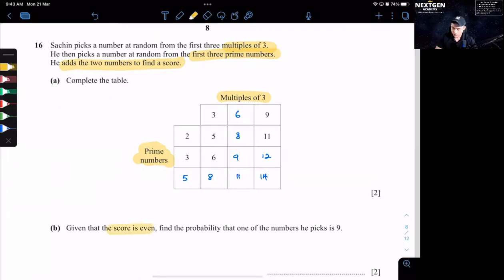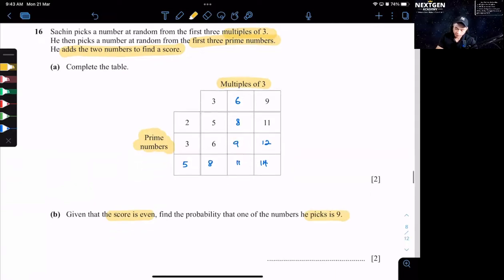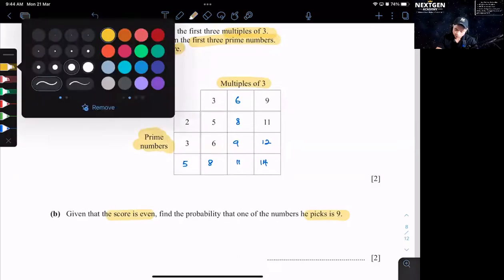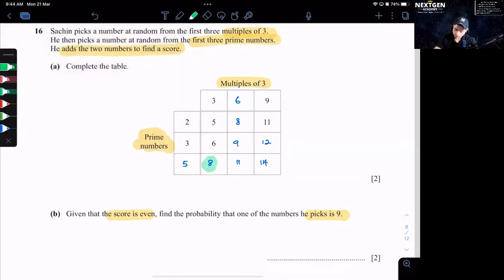Next question. Given that the score is even, find the probability that one of the number he picks is 9. So we need to find the number of even scores first. Let's see based on the total scores. Final score, even numbers: 8, 6, 8, 12, 14. So total even scores, I have 5 numbers, right?